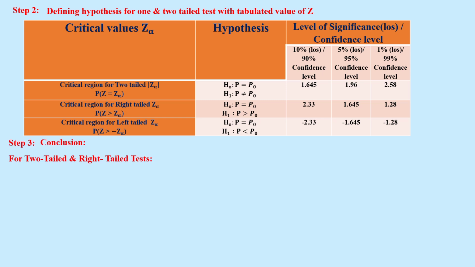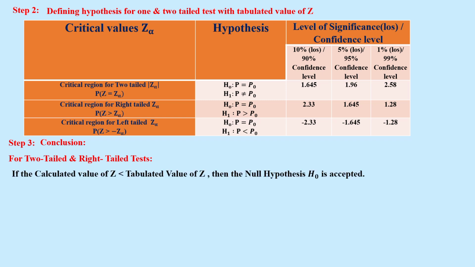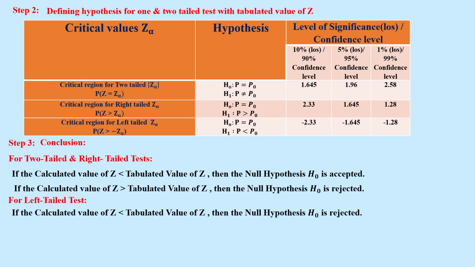So the conclusion: for two-tail and right-tail, if the calculated value is less than the tabulated value, the null hypothesis is accepted, otherwise rejected. For left tail, the calculated value of z is compared with the tabulated value of z, and H naught is rejected because it is a negative value. If you are taking the modulus, you have to use the right-tail test conclusion.